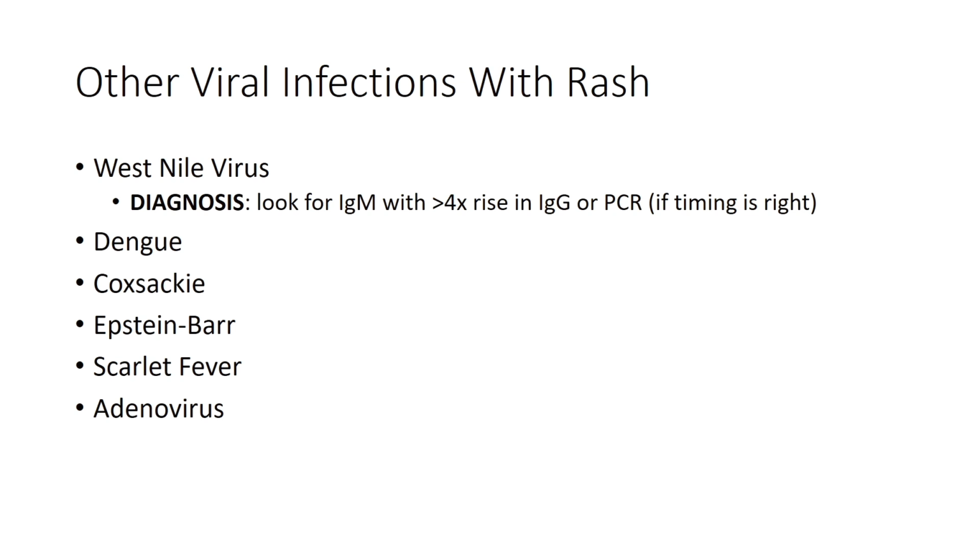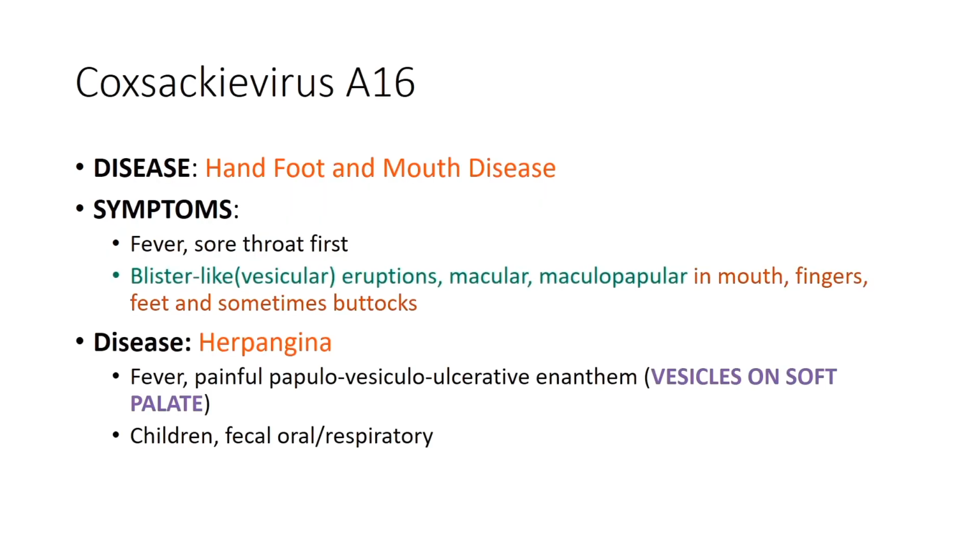So other viral infections with rash, like West Nile. So this is usually something we get from mosquitoes during the summertime, or late summertime, fall time, when birds are actually up in North America and in the central United States, bringing the West Nile virus with them, and the mosquitoes bite them, and then they bite us and give us West Nile virus. Diagnosis, just IgM titers. Other things like dengue, Coxsackie, Epstein-Barr, scarlet fever, which is strep pyogenes, and adenovirus can cause infections. And I know scarlet fever is not viral, but these can cause other skin rash infections.